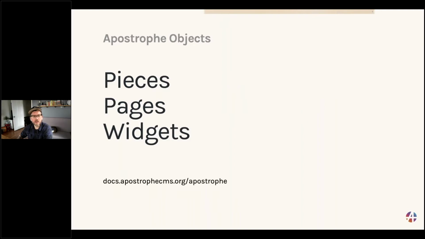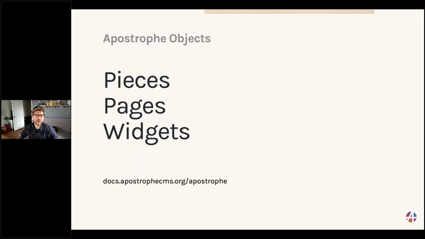The primary things in Apostrophe that you'll be interacting with and the way to add content is through pieces, pages, and widgets. Pieces are basically content types. They are collections of content. If you're familiar with posts in WordPress or pieces in Drupal, it's a similar concept. They also have index and detail pages out of the box.